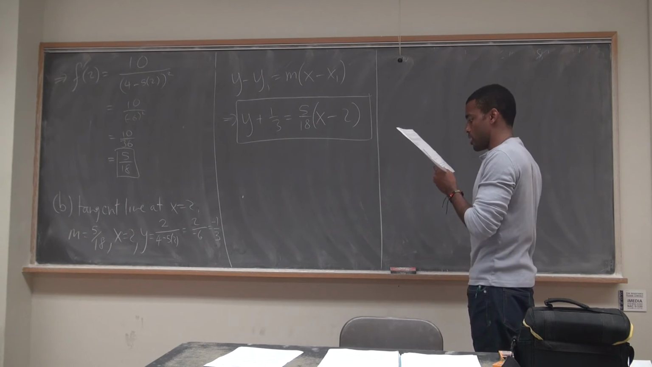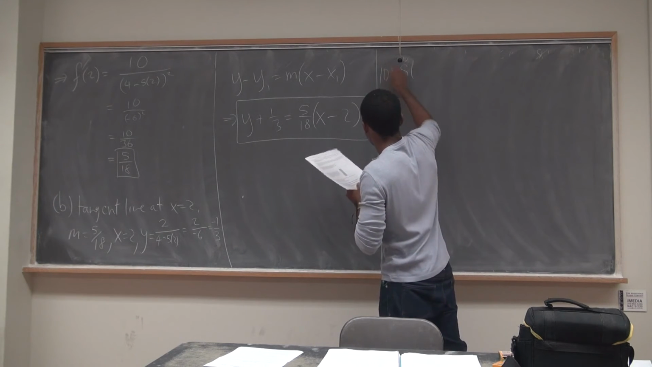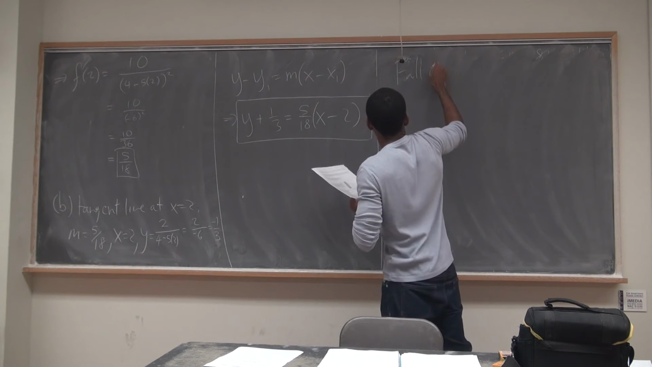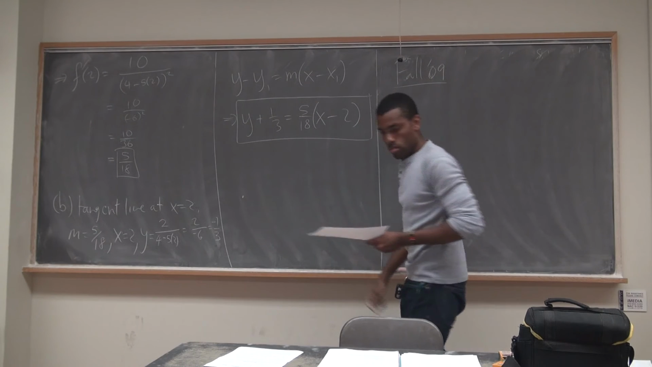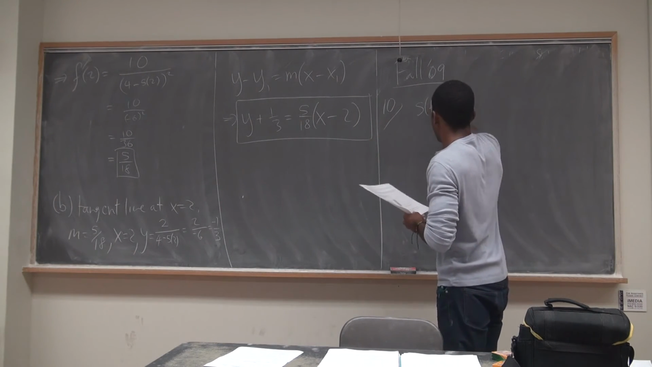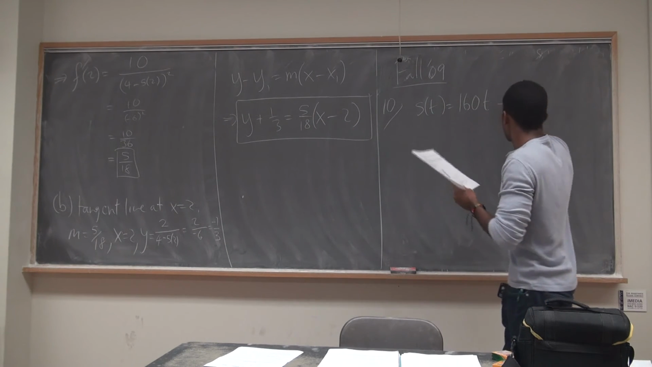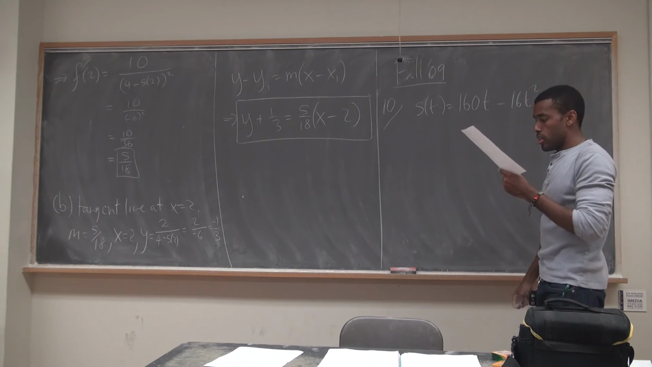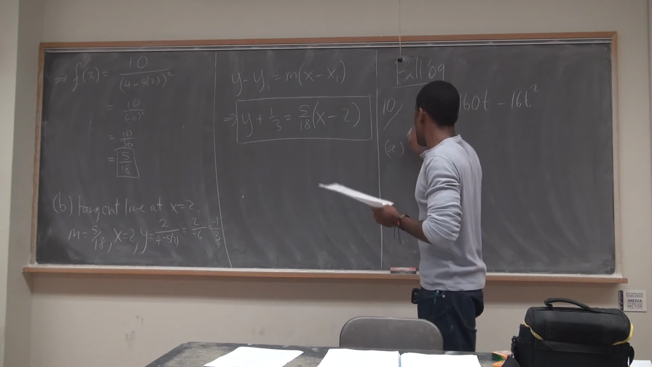Right, a toy rocket is fired straight up into the air and its height is given by this function. This is problem 10 in Fall 2009. The height function is 160t minus 16t squared. What is the rocket's initial velocity? A. I want the initial velocity.